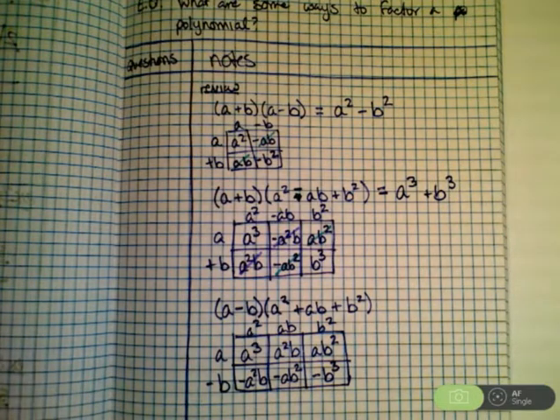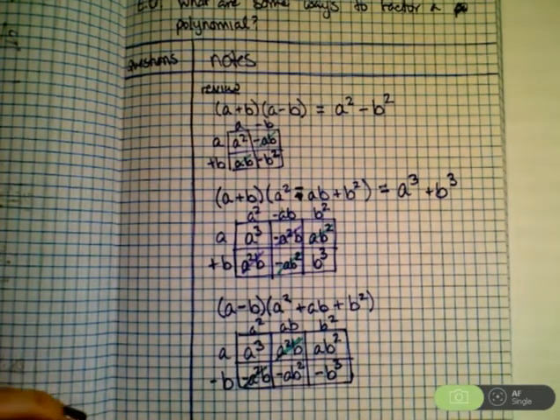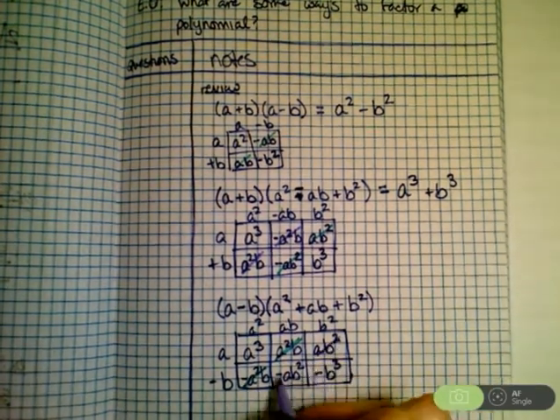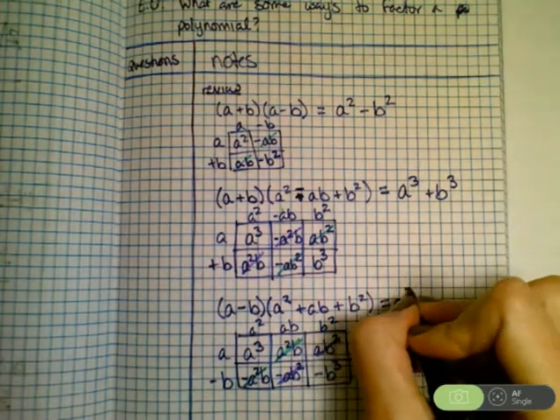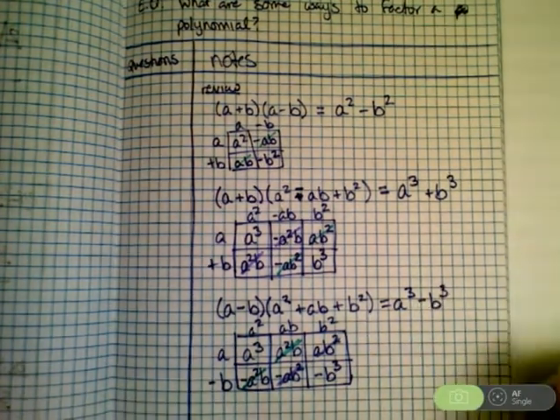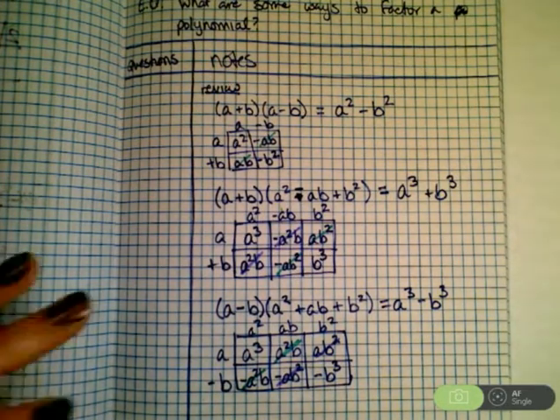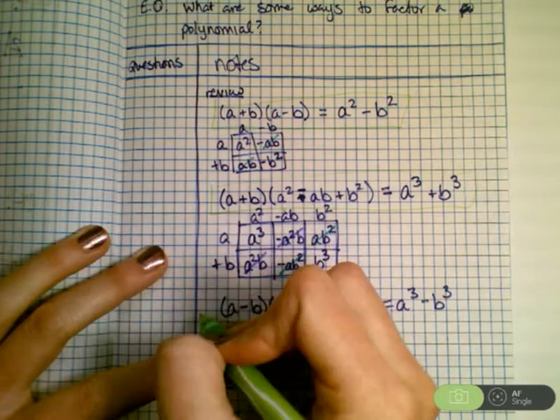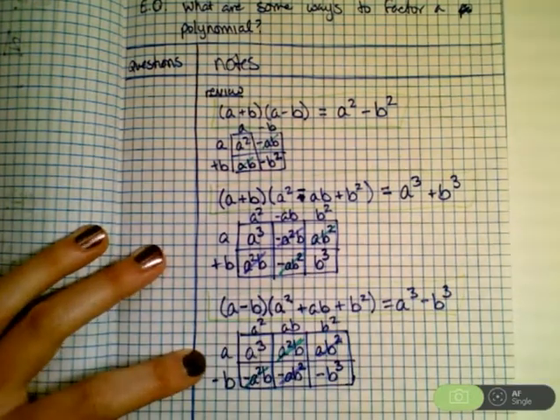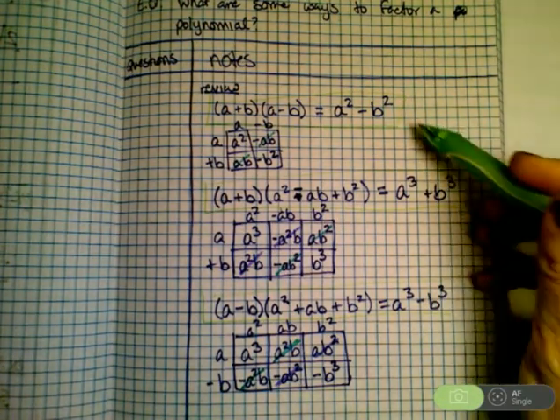Okay, so again, look at the diagonals. Notice that one and that one are opposites. Notice that one and that one are opposites, so they cancel. So when we look at this, all we are left with is a cubed minus b cubed. So those three things, these three rules, are what we call the special product rules. I know you can't really see it because it's green. That's not the point. The point is that you know those are the three important parts of this.